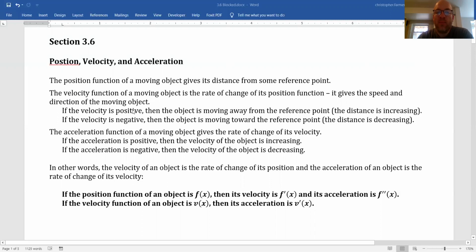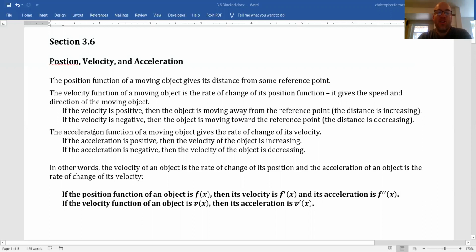Okay, so if the velocity is positive, that means the rate of change of the distance is positive. So the distance is growing, right? Positive rate of change means things are increasing. If the distance is growing, the object has to be moving away from the reference point so that the distance is increasing. And in contrast, if the velocity is negative, that means the distance is decreasing so that the object must be moving closer to the reference point.